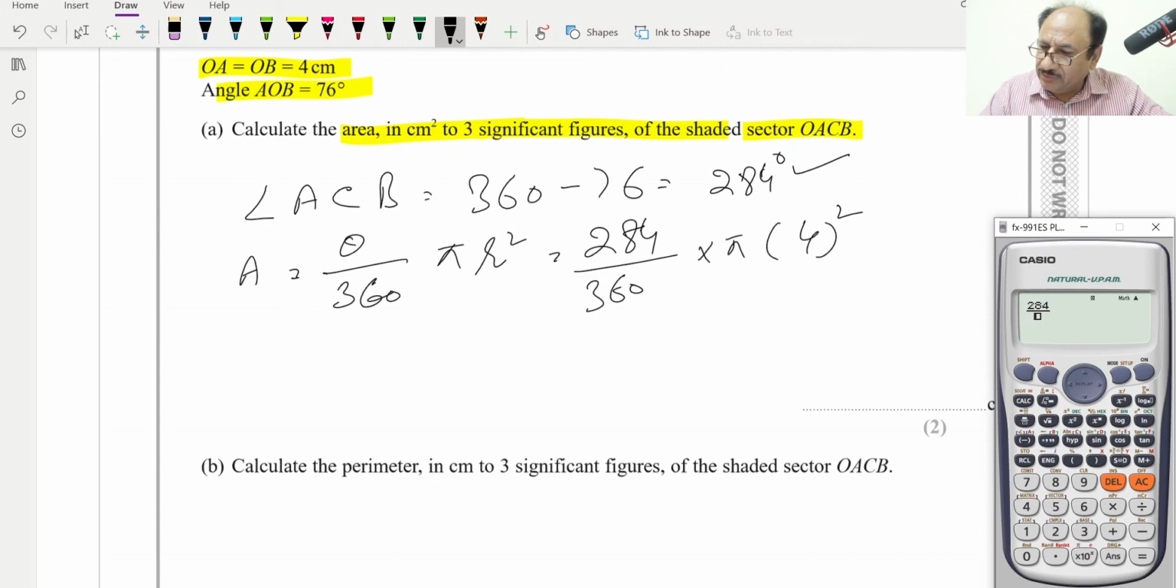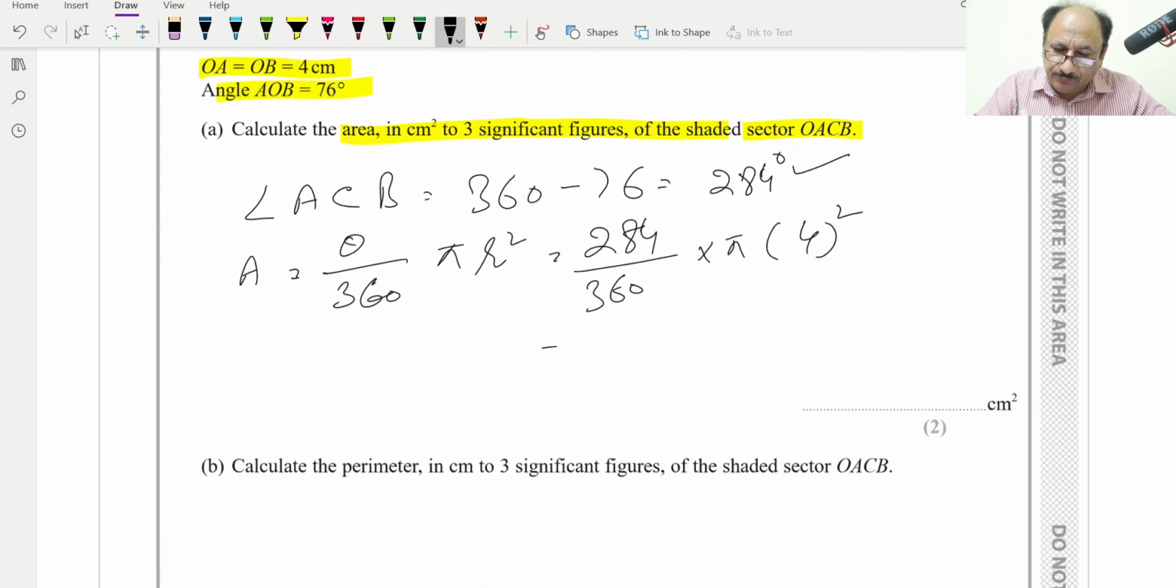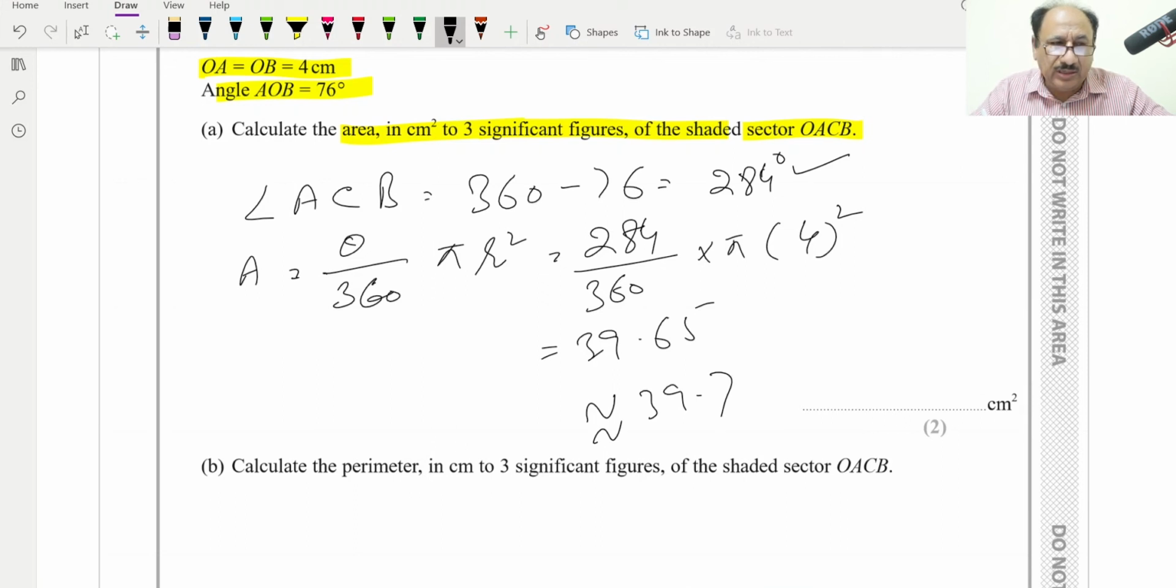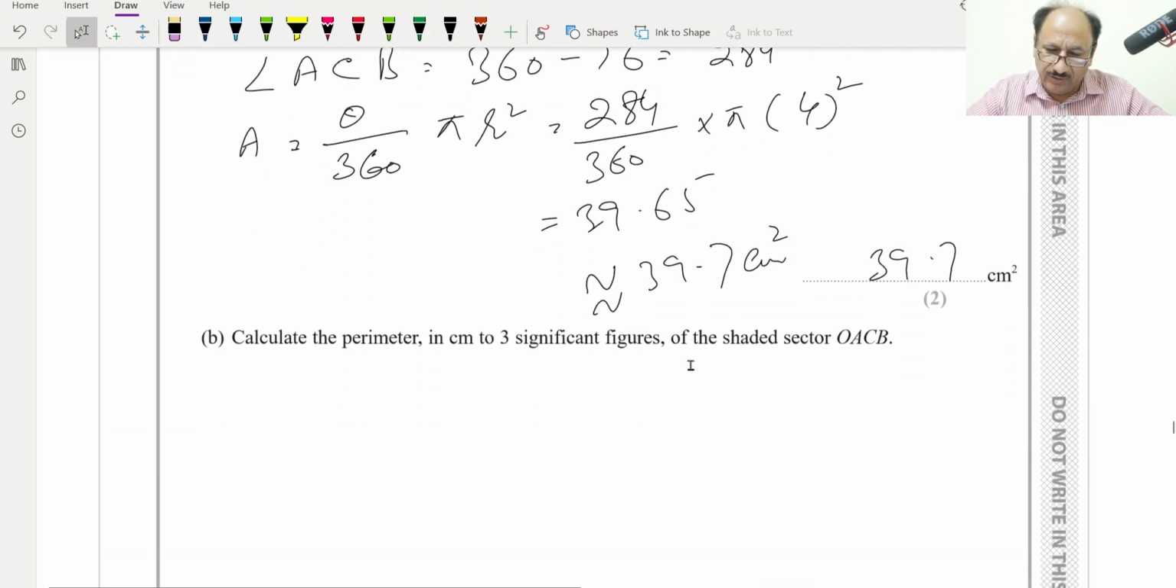284 over 360 multiplied by pi and multiplied by 4 squared. This will be equal to 39.65, approximately 39.7, and this will be centimeter square, 39.7. This will be our final answer.